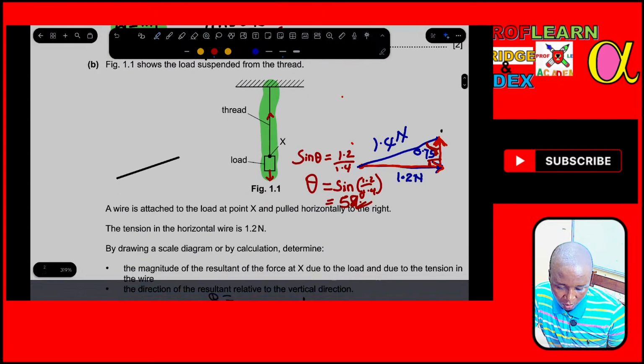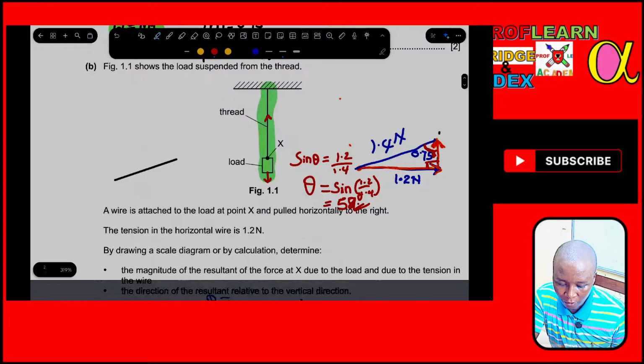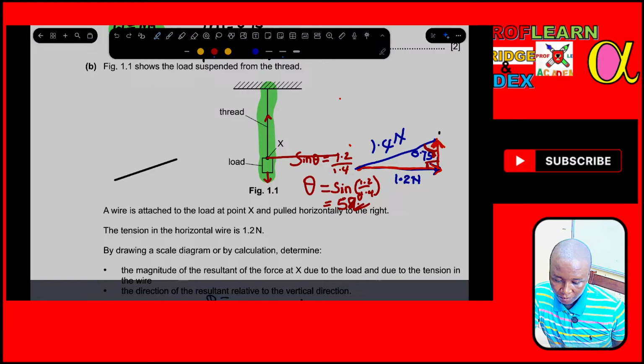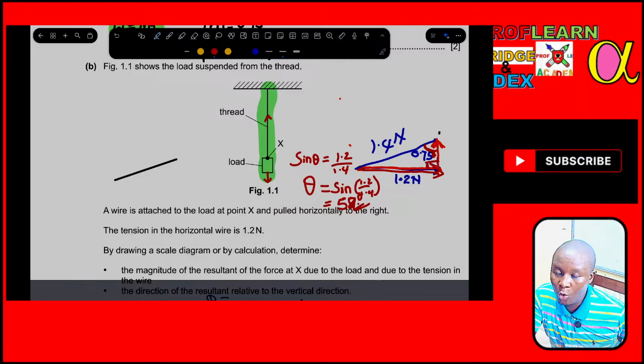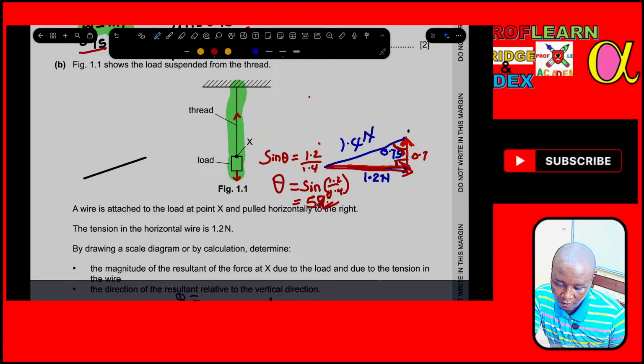The next question that was asked is to work out the resultant force, because we were told a force was exerted somewhere here, and that force is the one that I've indicated on this diagram. So we have two perpendicular forces, one acting in that direction, which is 1.2, and the other acting upward, which is 0.75.